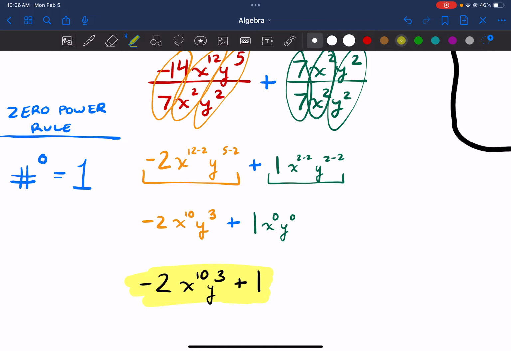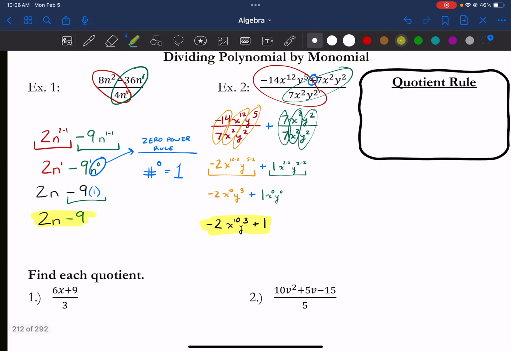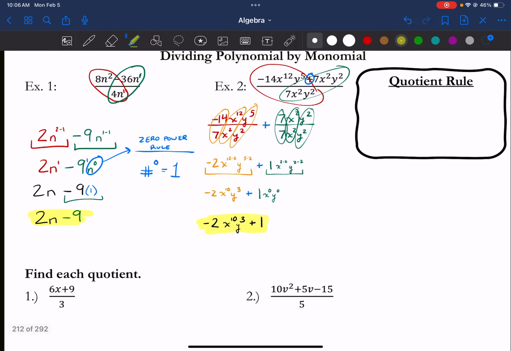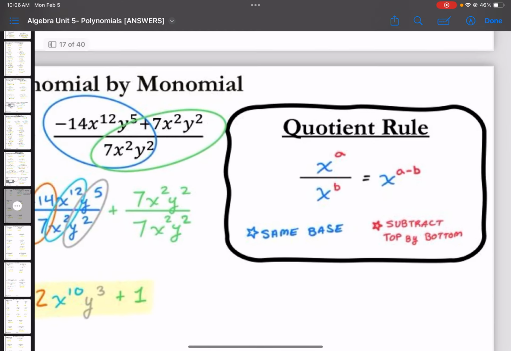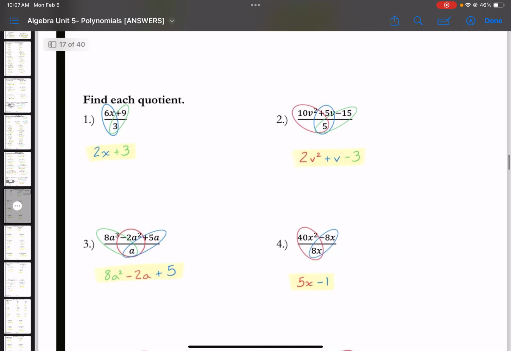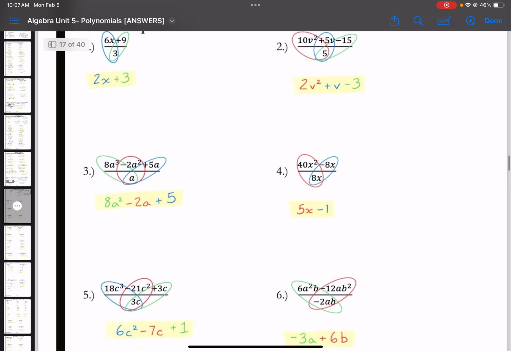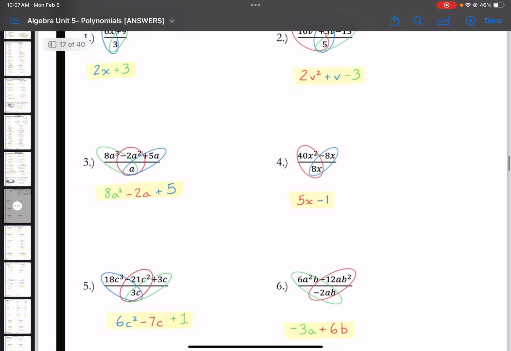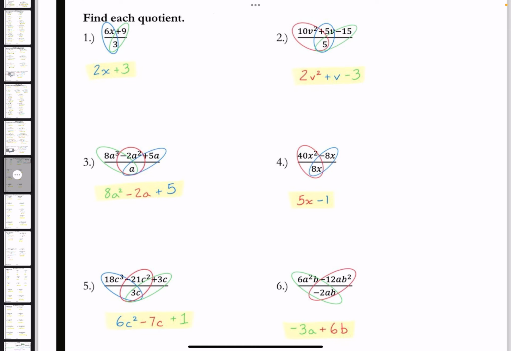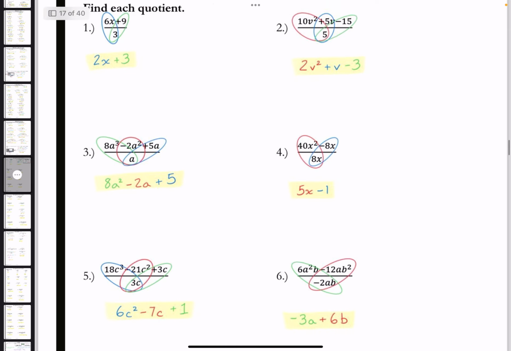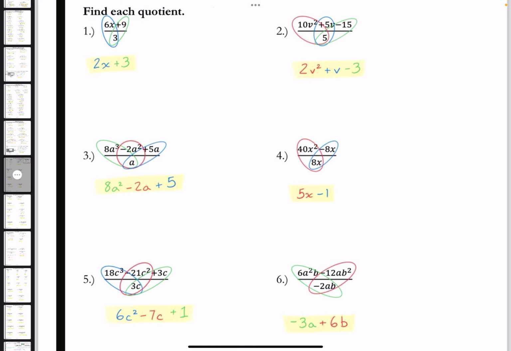Go ahead and try the rest of this page. Pause the video until you're ready for the answers. And so the answers to this page. Again, you can choose the method that you want to solve it by. You'll see me, I draw everything out. So go ahead and check your answers and continue to practice.